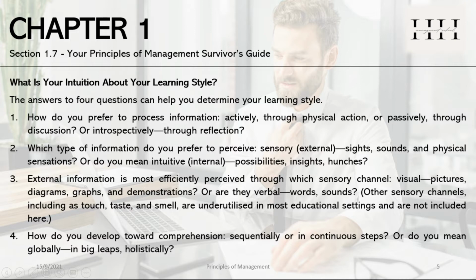3. External information is most efficiently perceived through which sensory channel: visual, pictures, diagrams, graphs, and demonstrations? Or are they verbal, words, sounds? Other sensory channels, including touch, taste, and smell, are underutilized in most educational settings and are not included here. 4. How do you develop toward comprehension, sequentially or in continuous steps? Or do you mean globally, in big leaps, holistically?